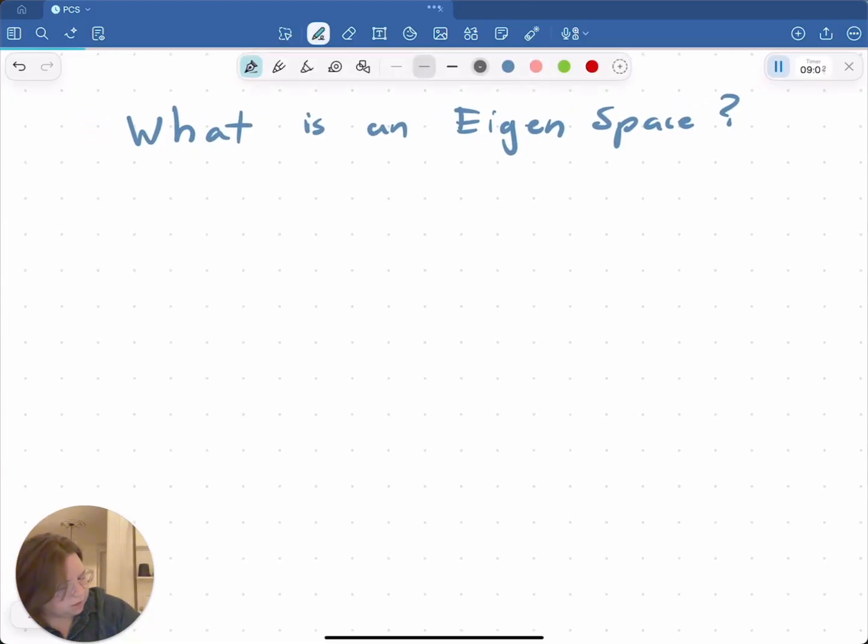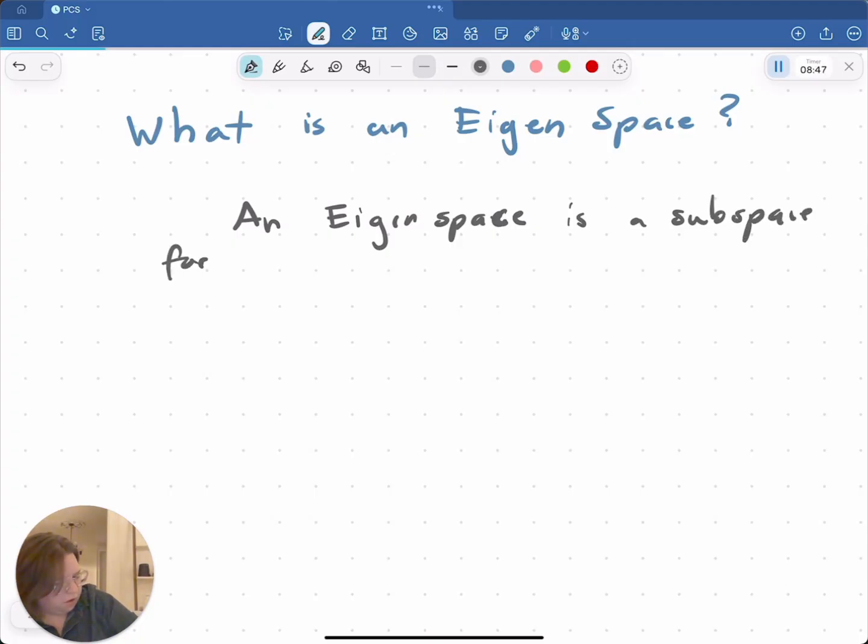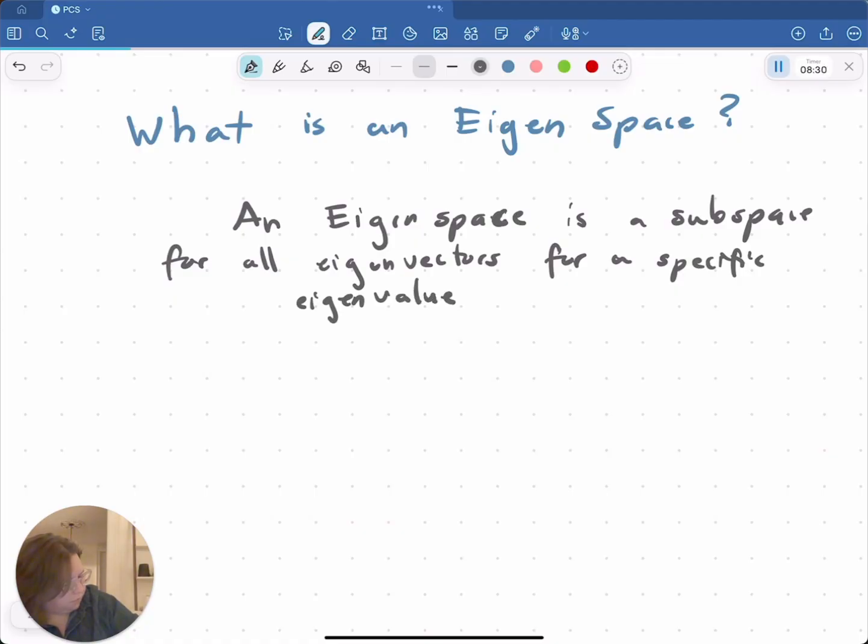An eigenspace is a subspace for all eigenvectors for a specific eigenvalue, lambda. Now that's quite a mouthful. So what on earth does that mean? First off, let's address the subspace.